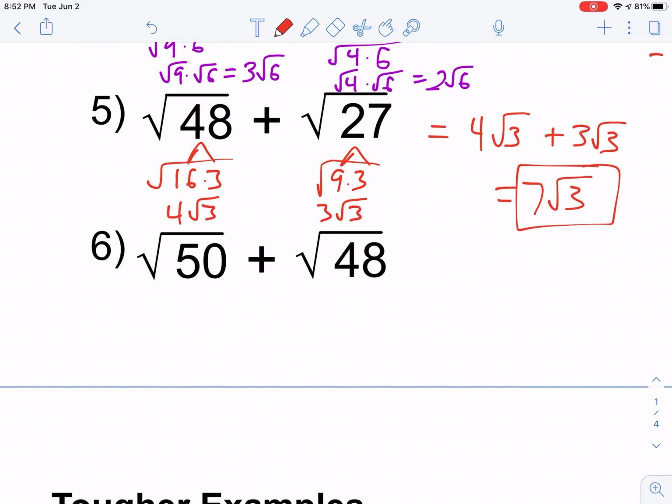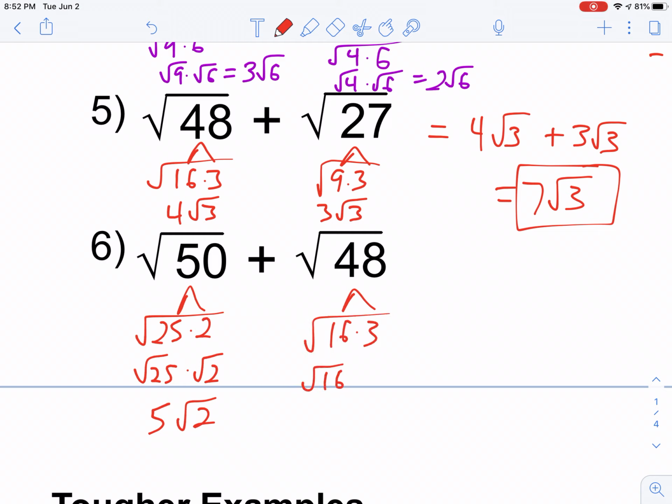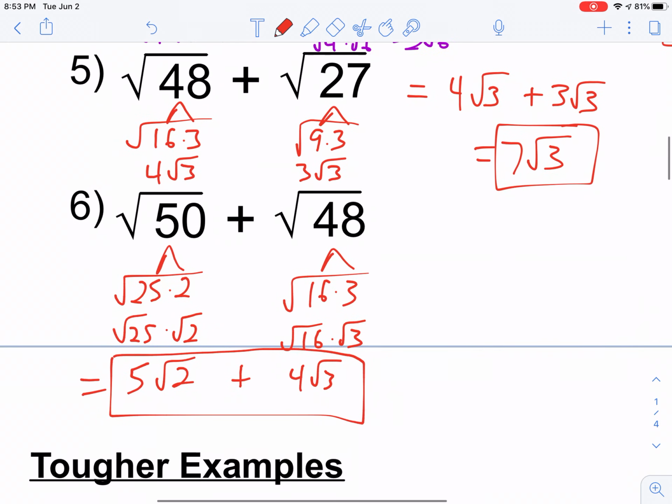Last one. 50 is 25 times 2. Square root of 25 times square root of 2, you get 5 root 2. Right? 48, we did that one above, is 16 times 3. Square root of 16 times square root of 3. Square root of 16 is 4. Square root of 3 is just square root of 3. So we get 5 root 2 plus 4 root 3. These are not like terms, so therefore you cannot add them any further. So that's just our final answer, 5 root 2 plus 4 root 3. There's nothing further to simplify in that one.